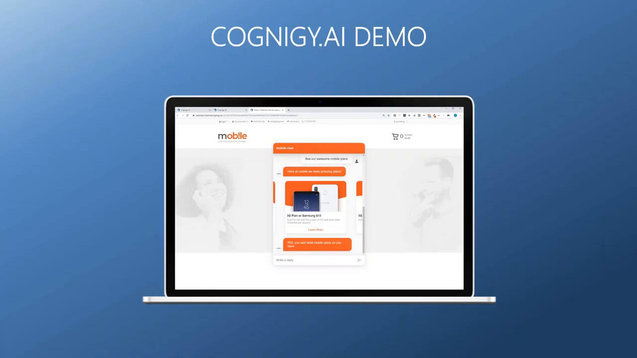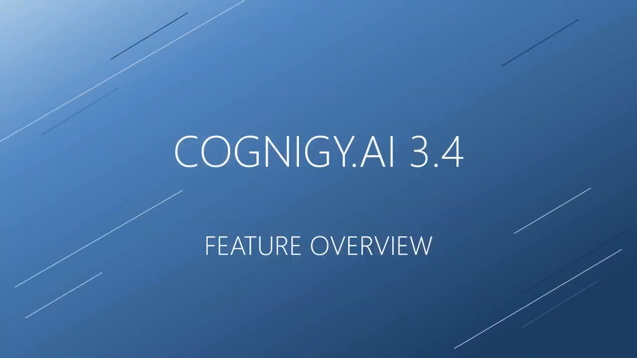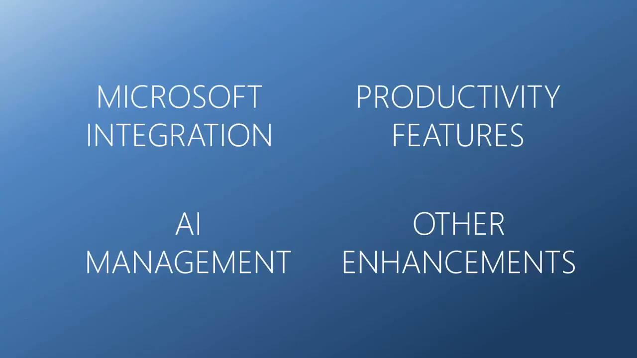And now let's look at the new features for Cognigy.AI version 3.4. Today's presentation has essentially 4 parts. At first, we're going to talk about our Microsoft integration. We've integrated with the Microsoft Bot Framework, and we want to show you the amazing things you can do with that here today on the webinar.